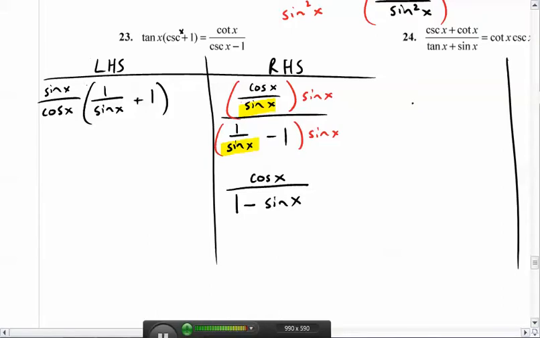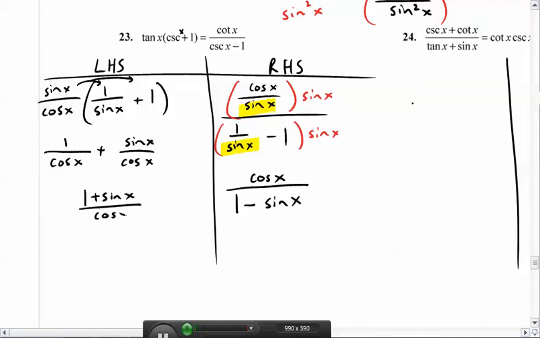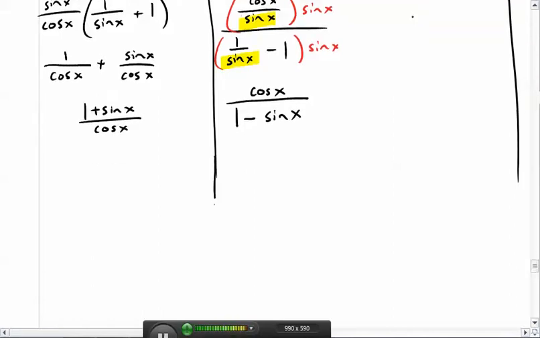On the left-hand side, I'll expand this expression. So when I do sine over cos times 1 over sine, the sines cancel, leaving 1 over cosine. And sine over cos plus 1 is just sine x over cos x. So this is 1 plus sine x over cos x. Oh no! They're both in simplest form, but they're not at all like each other.